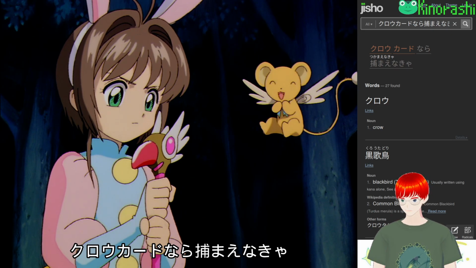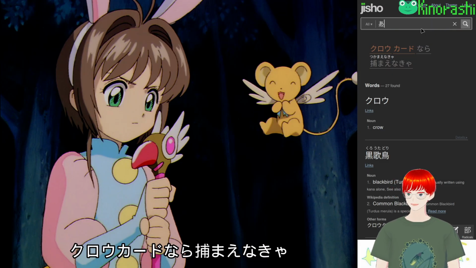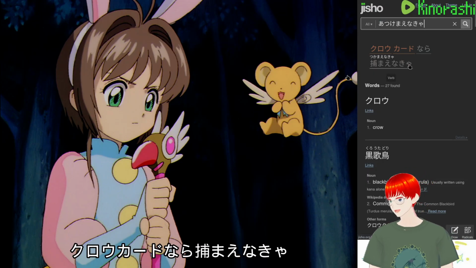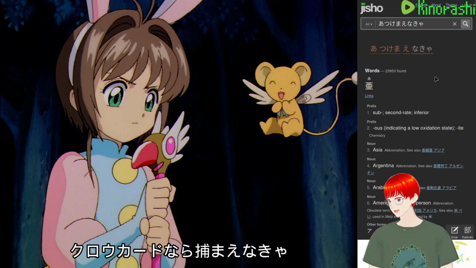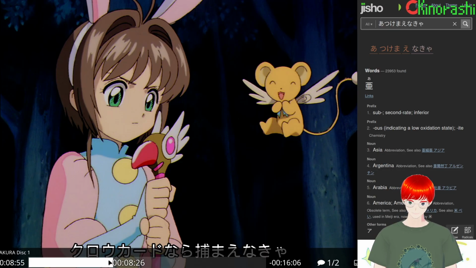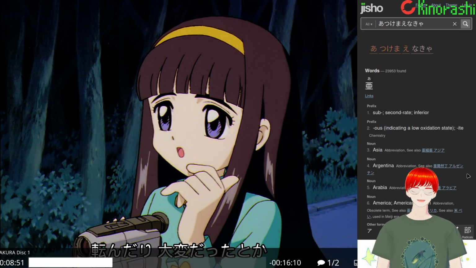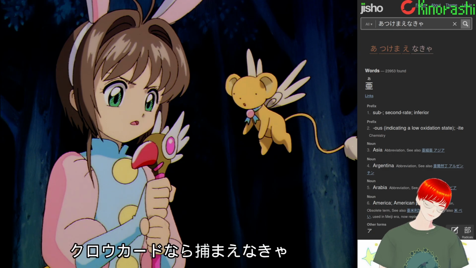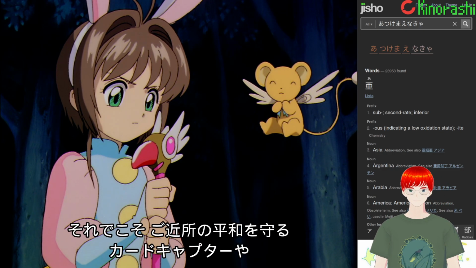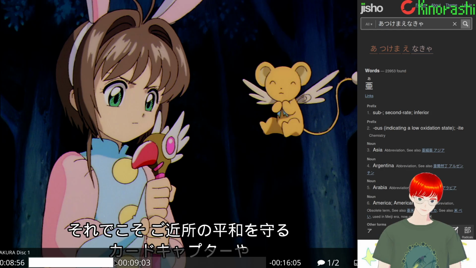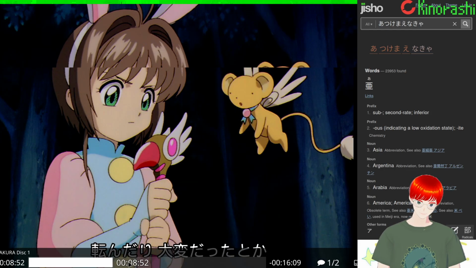Tsukami, tsukami, mae nakya is what it sounds like she's saying. Tsuka, mae nakya. I'm probably just hearing the A sound from the previous word.